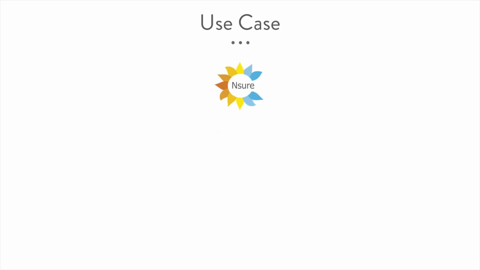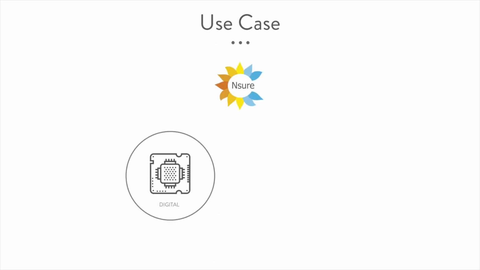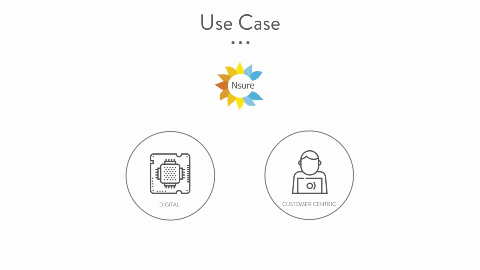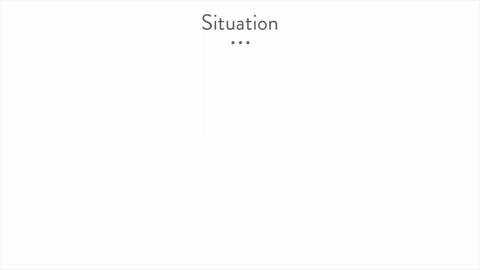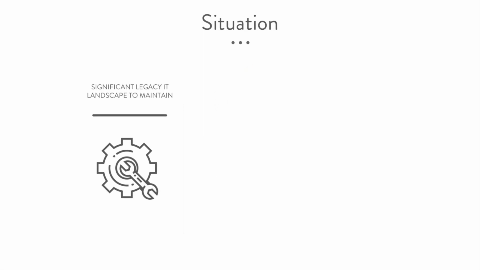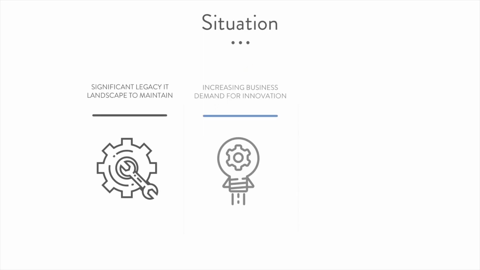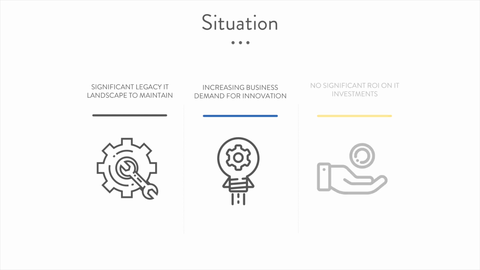NSure is an insurance company that was struggling to compete in an increasingly digital, increasingly customer-centric marketplace. Like most mid-market insurance companies, they had a significant legacy IT landscape to maintain, while demands from the business to support innovation were growing stronger. They had invested considerable resources over the past 3 years into harmonizing and rationalizing their multi-million dollar technology portfolio and still hadn't seen any significant return on investment. To help them gain the right insight into their IT portfolio, NSure turned to Mavim.